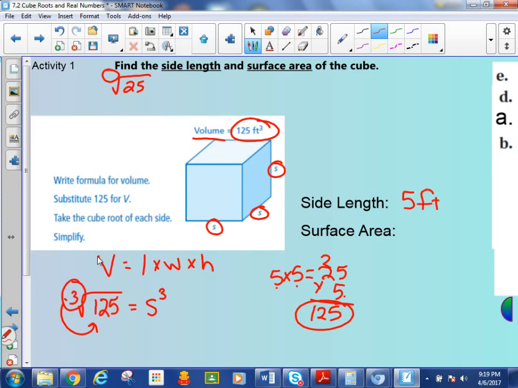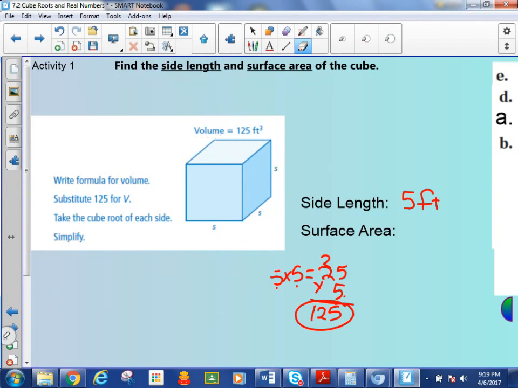They're also going to ask us the surface area. They're telling us the volume, and then they're asking us to find the side length and the surface area. So let's discuss surface area. Surface area is the area of each side. If I find the area of this front side, we would do side times side. Each of those is 5, so I'm going to do 5 times 5. That's going to give me 25.